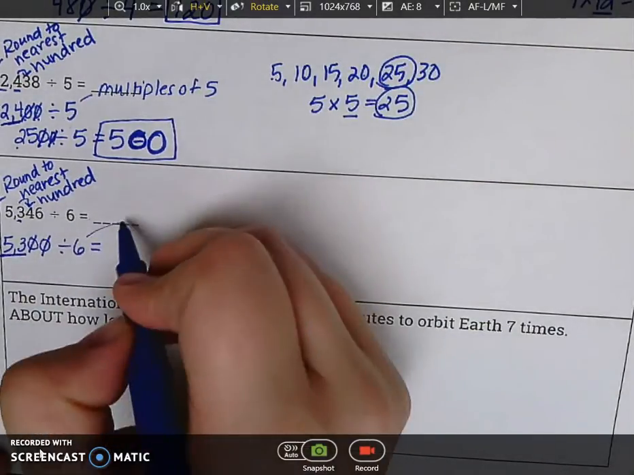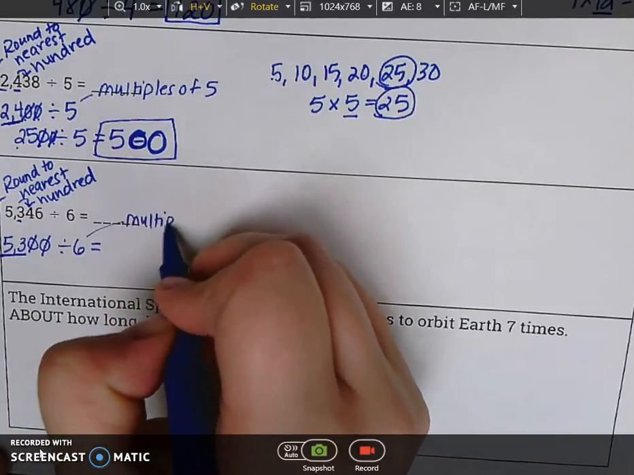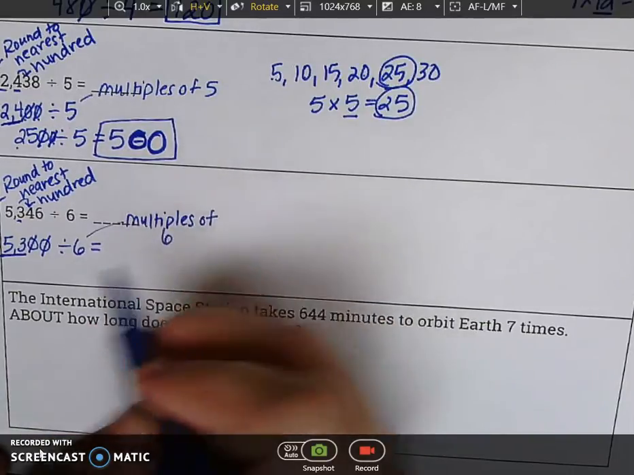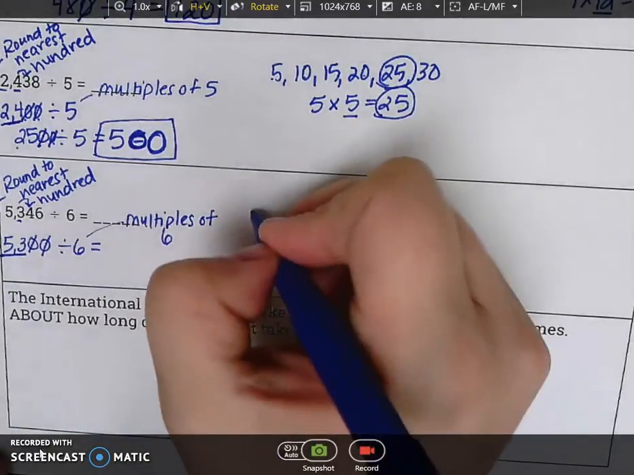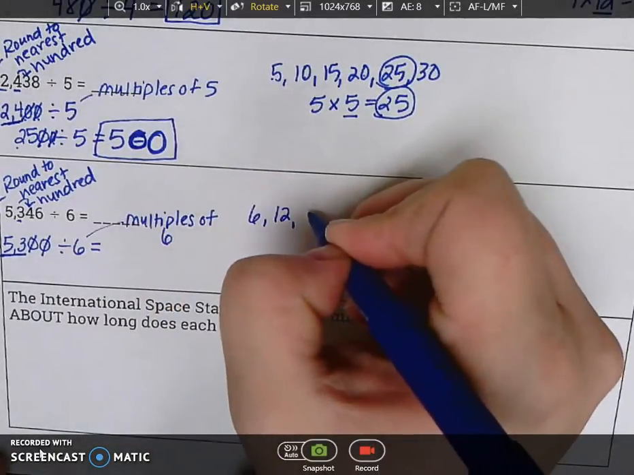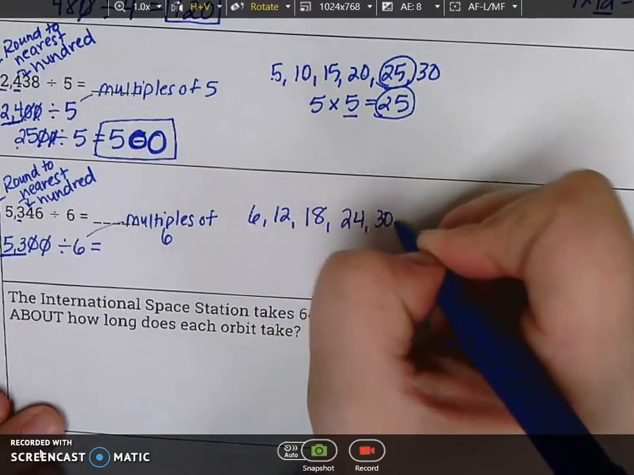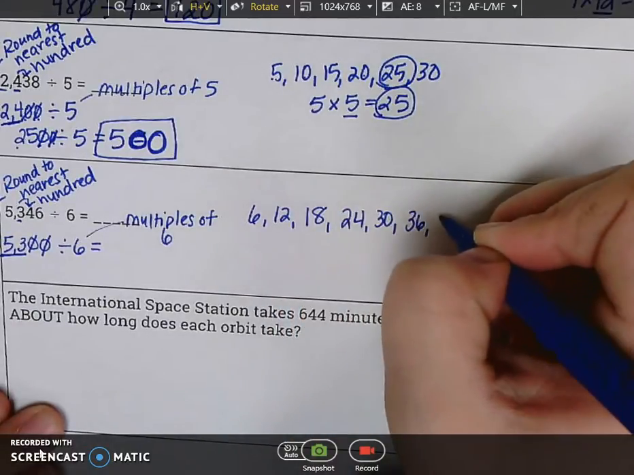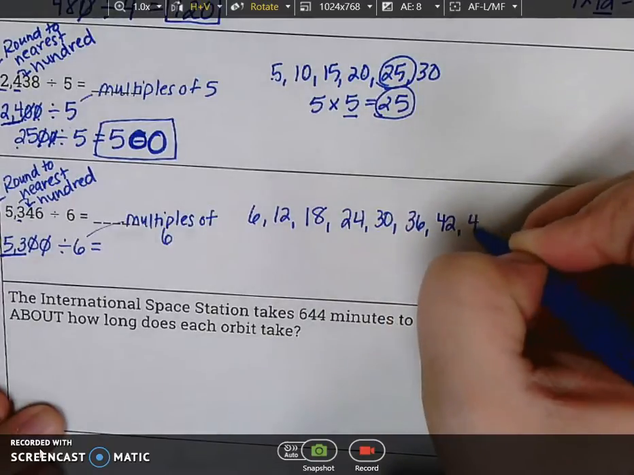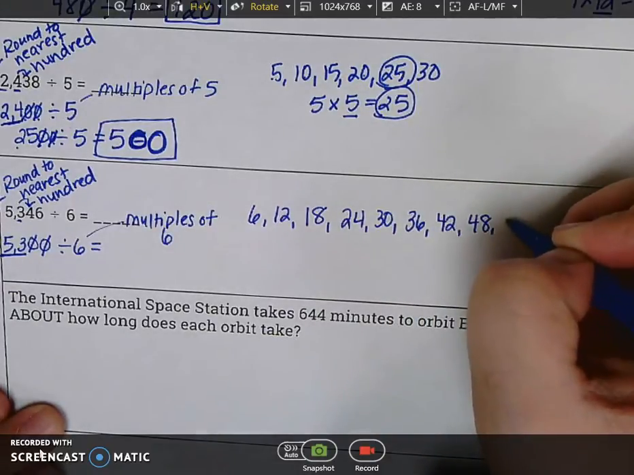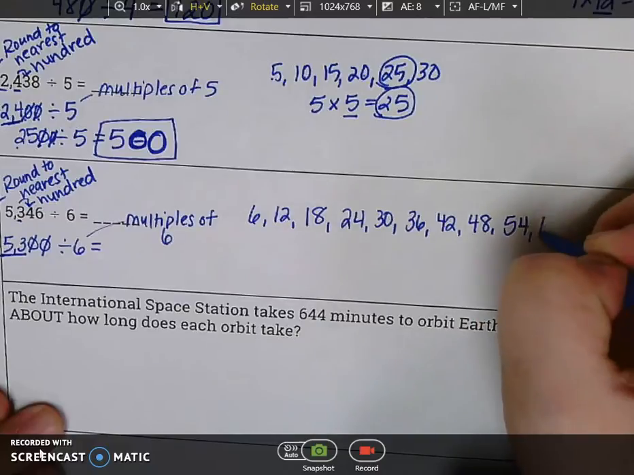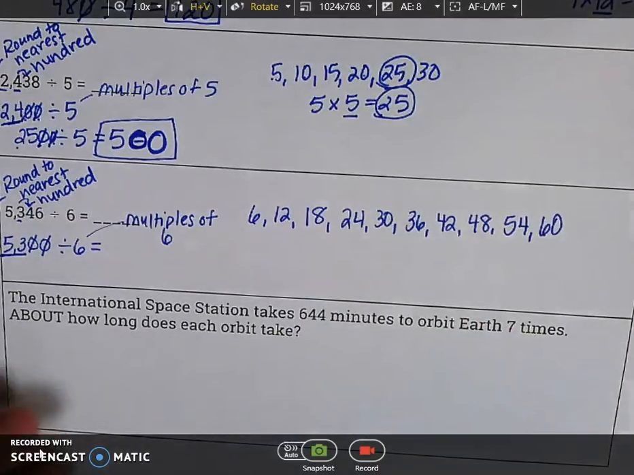So I want to get my multiples of 6, and I want to get as close to 53 as I can. So 6 times 1, 6 times 2, 6 times 3, 6 times 4, 6 times 5, 6 times 6, 6 times 7, 6 times 8, 6 times 9, 6 times 10. Okay, I think that's all I need to go.